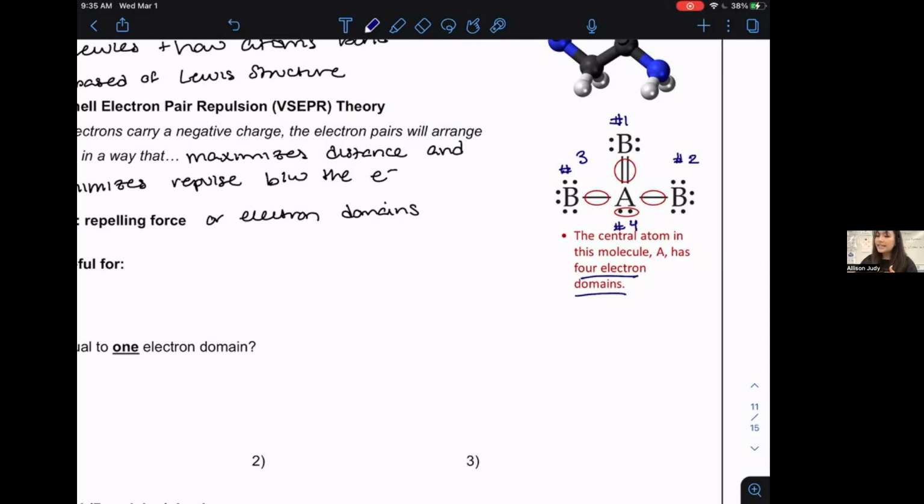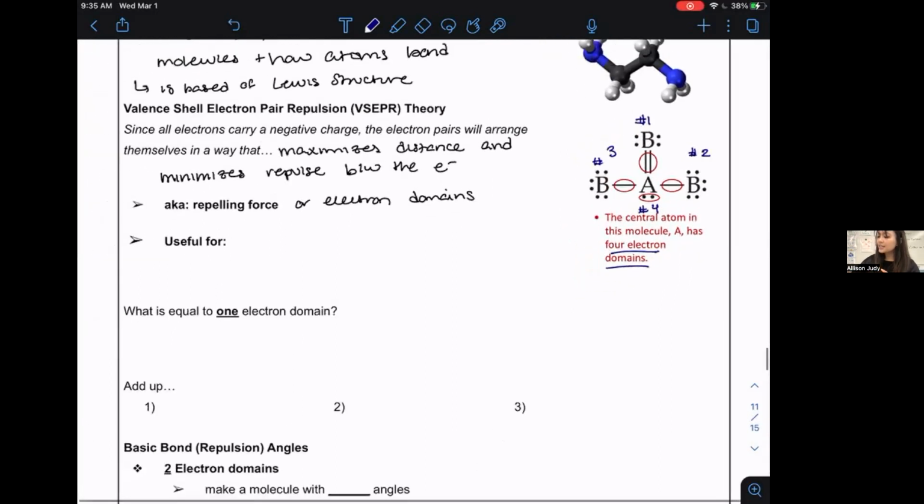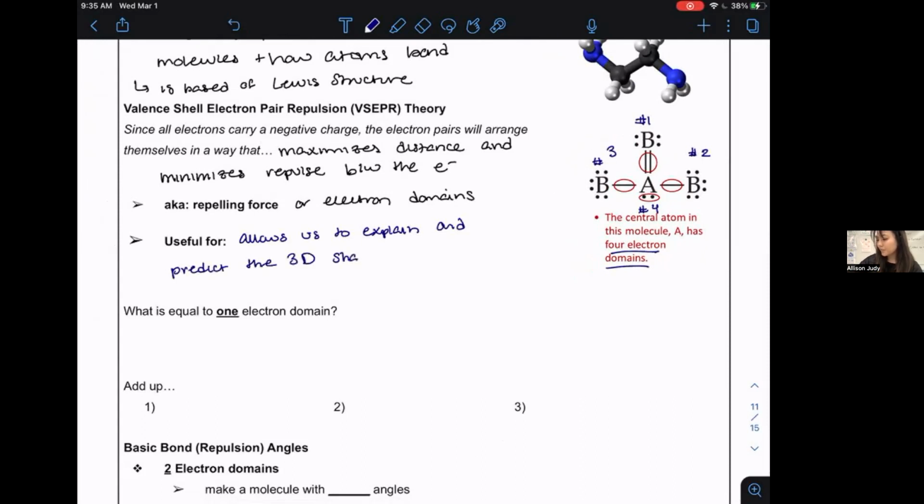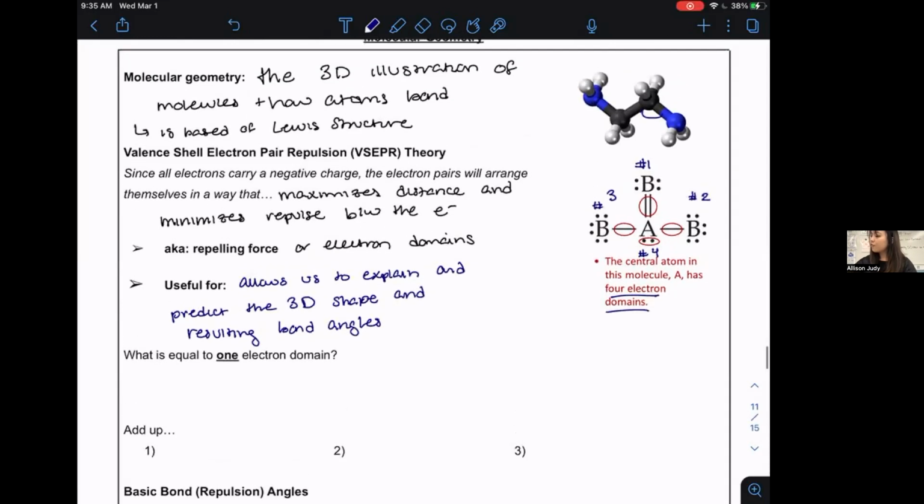Okay? And this is useful because this theory allows us to explain and predict the 3D shape and resulting bond angles. Because there's an angle that comes with this 3D shape. What is the angle between these two? What is the angle formed between this bond? What's the angle formed between this bond? Right? The bond angles around the central.